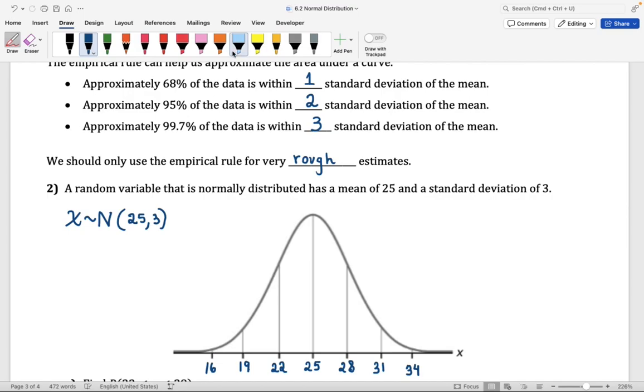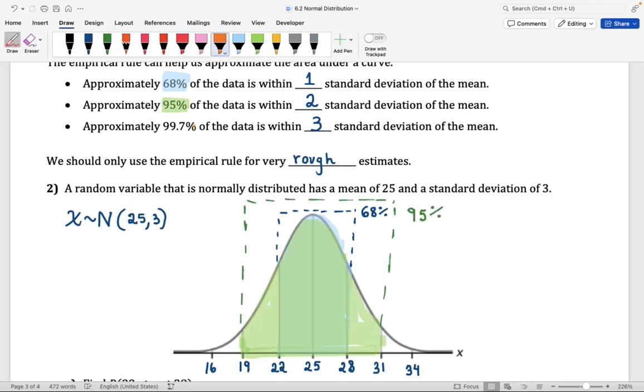What is the empirical rule saying? The empirical rule says that there is 68% of the data values within one standard deviation of the mean. That means that between 22 and 28, we have 68% of the data values. Now, if we're talking about area, we will say that we have 0.68 of the area between 22 and 28. Now, the empirical rule says that 95% of the data is within two standard deviations. That means that if we look at all the data between 19 and 31, we have 95% of the data.